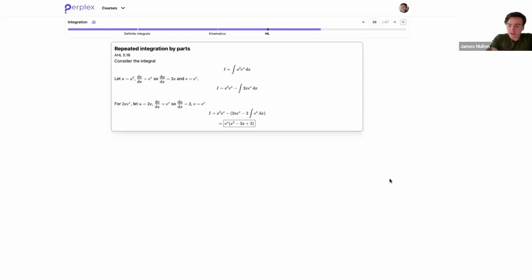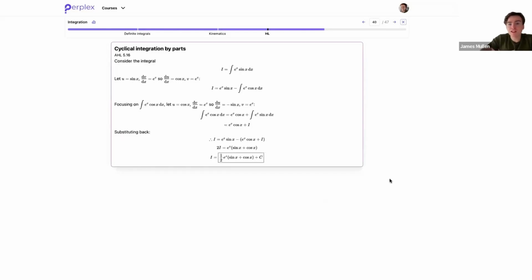Clear the screen and continue. The DI method is especially useful when I have a cyclical integration by parts. And cyclical integration by parts means I do integration by parts, I do it again, and I get back the original integral. And then I have to do a very weird trick of isolating the integral and then dividing by something to find the answer. So let's do an example.